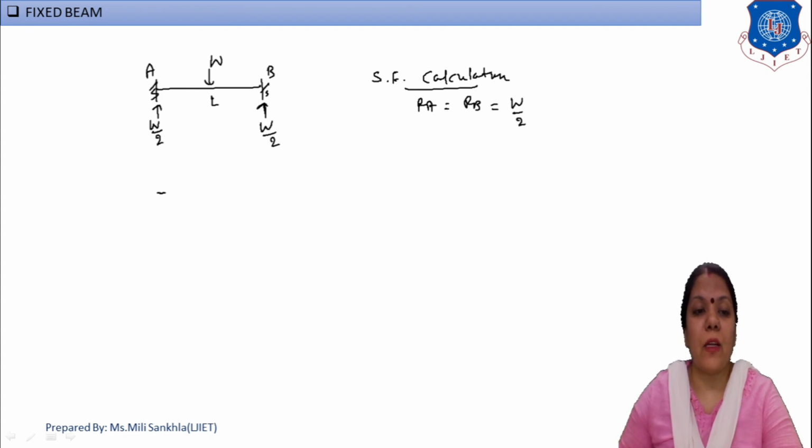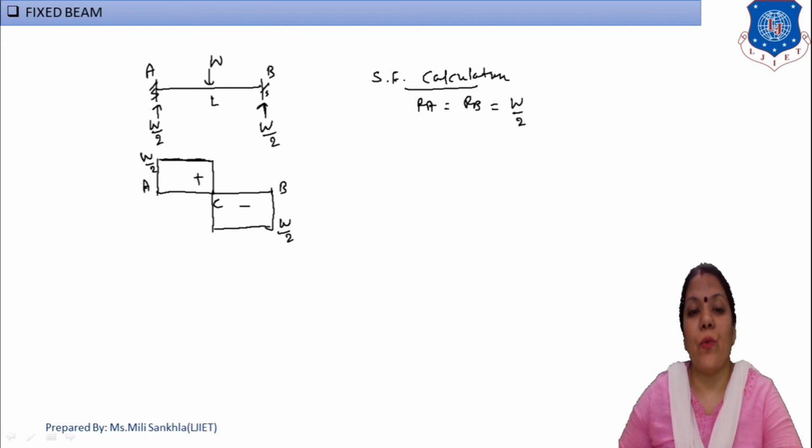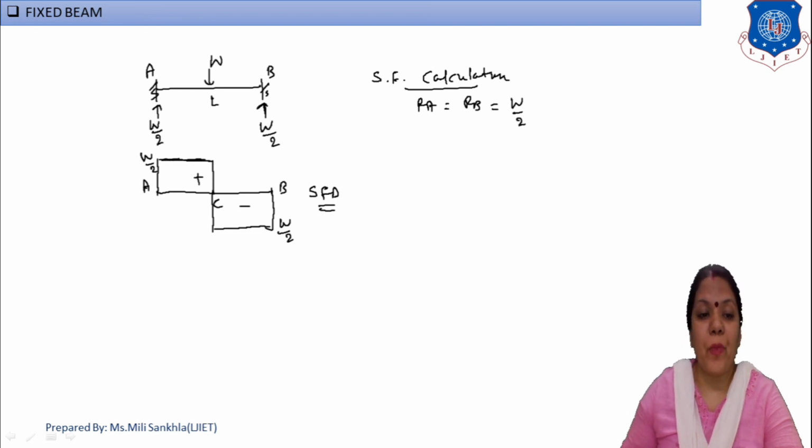Now for the SF diagram, draw one reference line. This is A point, this is our B point and the center point. The SF diagram of this fixed beam for a point load starts at W by 2 up, then minus W, that means minus W by 2, goes down, and up to the end it is constant. This is W by 2 and this is also W by 2. This diagram is the SFD.